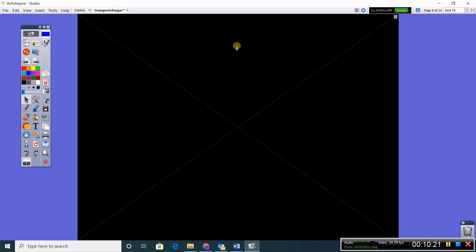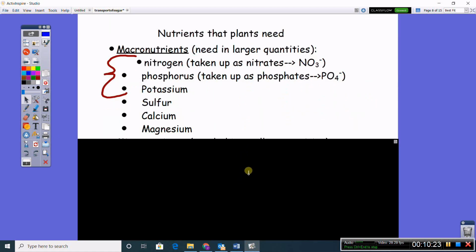All right, let's talk briefly about nutrients for the plant. Again, I wouldn't worry about memorizing this list. You're going to get to use your notes on your test anyway. But just like we have nutrients that we need in higher amounts and nutrients that we need in lower amounts, plants are the same way. So the three most important macronutrients that a plant needs, that it needs in higher quantities, are going to be nitrogen, phosphorus, and potassium.